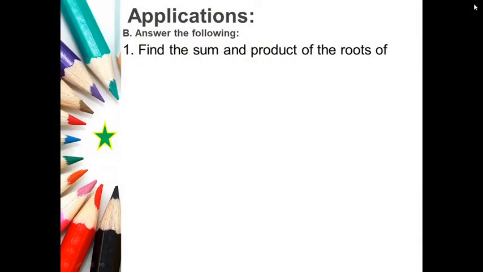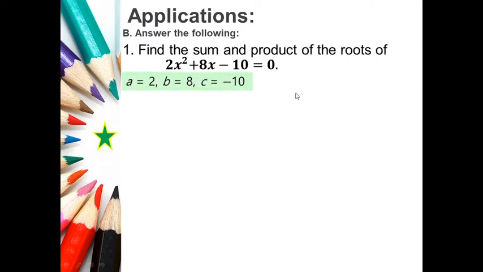Okay, so let us have the following examples. Let us try to solve for this. Find the sum and product of the roots of 2x squared plus 8x minus 10 is equal to 0. So, we need to identify first the values of our a, b, and c. So, our a is 2, our b is 8, and our c is negative 10. So, to get the sum, we have negative b over a, so we have negative 8 divided by 2, so the sum is negative 4.